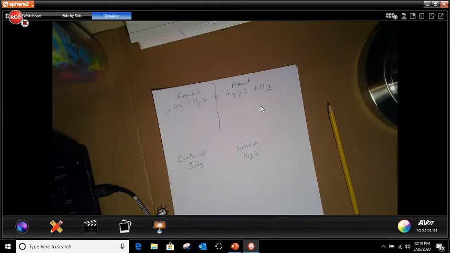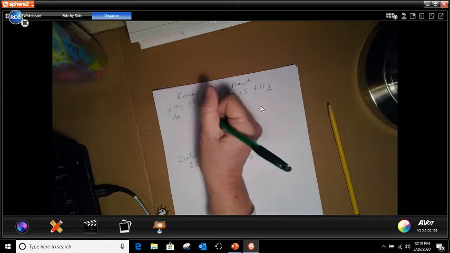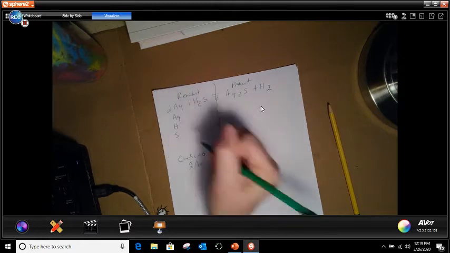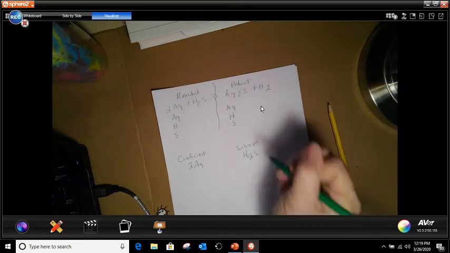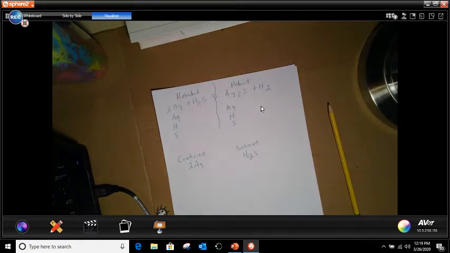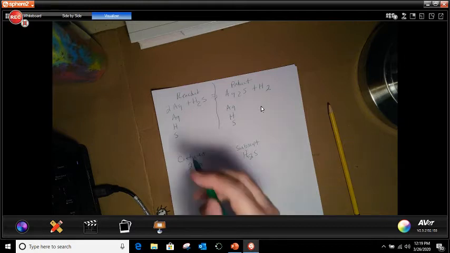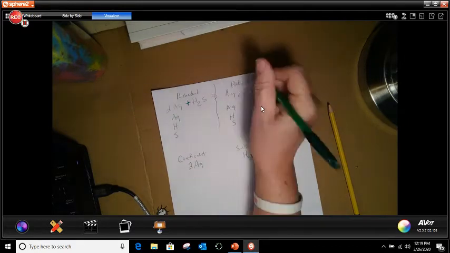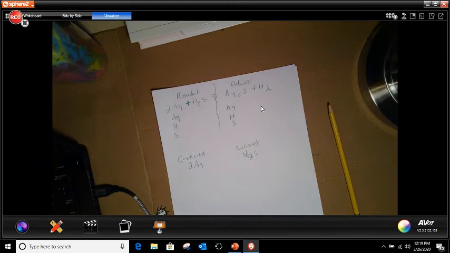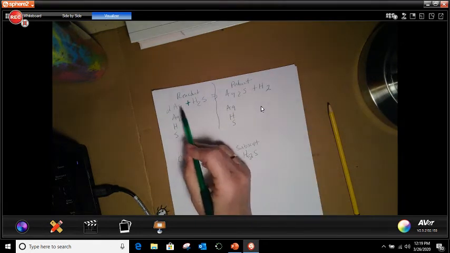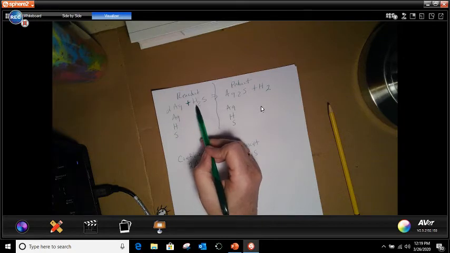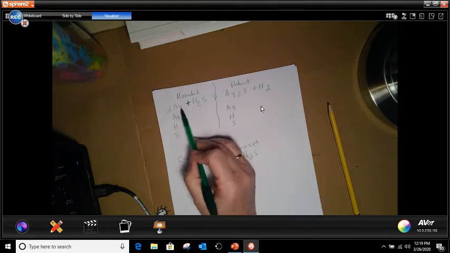So, here we are. The first thing I do when I'm balancing an equation is write down all my variables. So I have Ag, I have H, and I have S. Ag, H, and S. Now I'm going to write down how many I have. You see this plus sign here and this plus sign here. Basically what that's telling me is this element here is mixing with this compound, okay? And that's what's happening in the reactant.